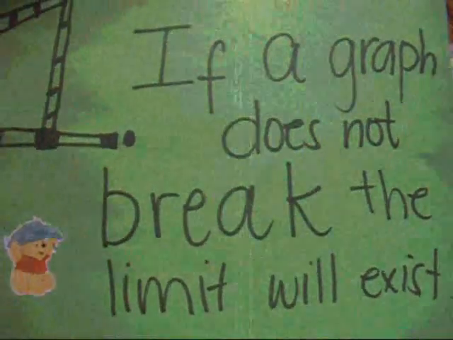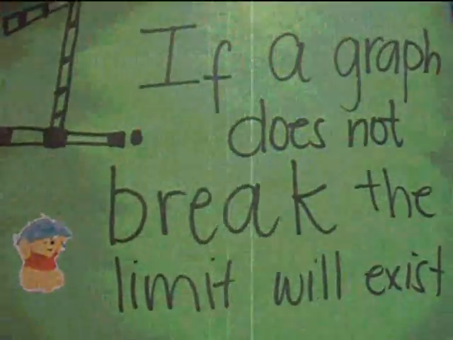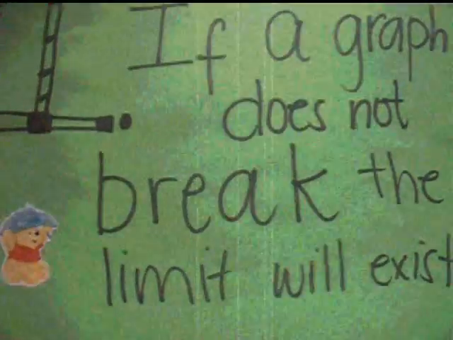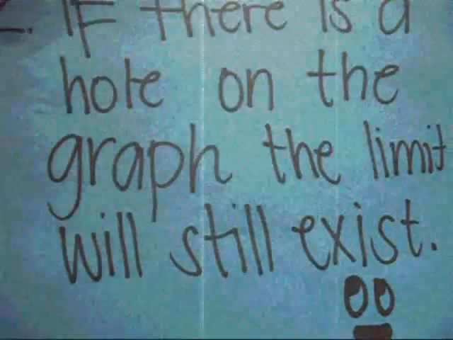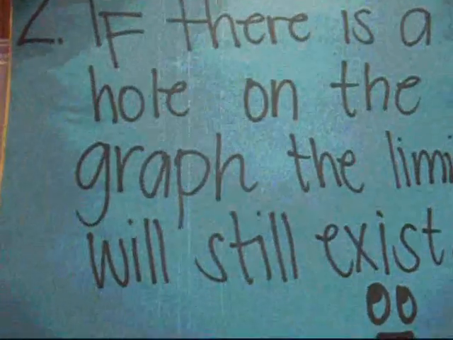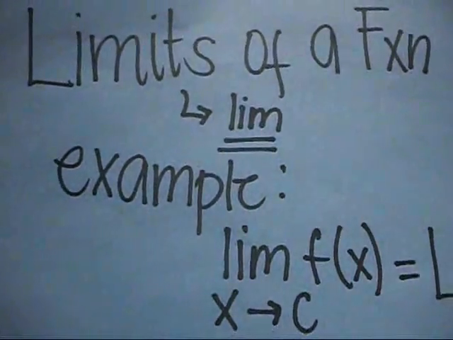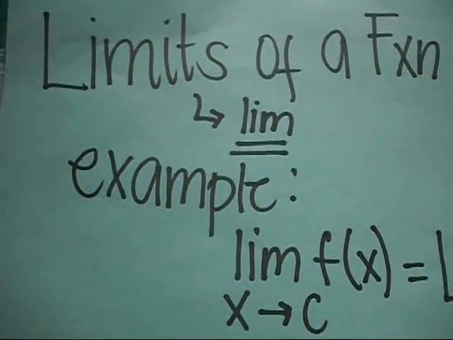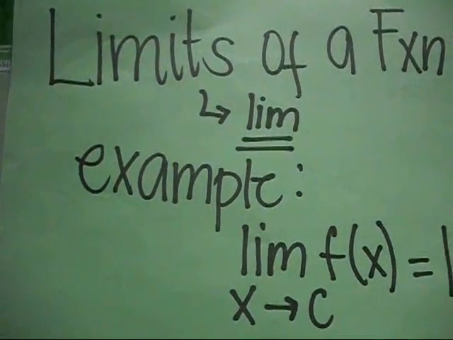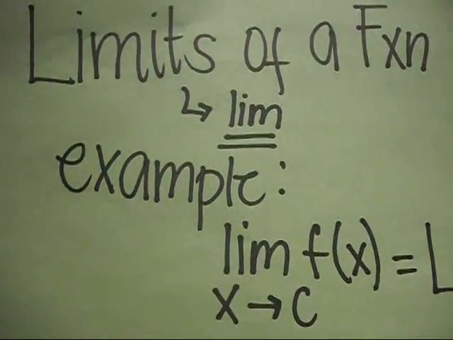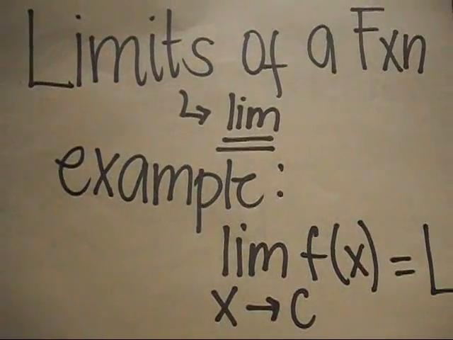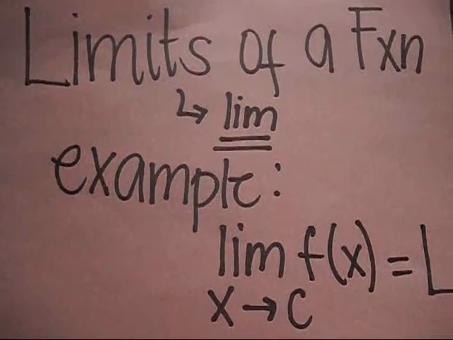First, if a graph does not break, the limit will exist. And if there is a hole in the graph, the limit will still exist. In formulas, limit is usually abbreviated. For example, the limit of f of x as x approaches c is equal to L.